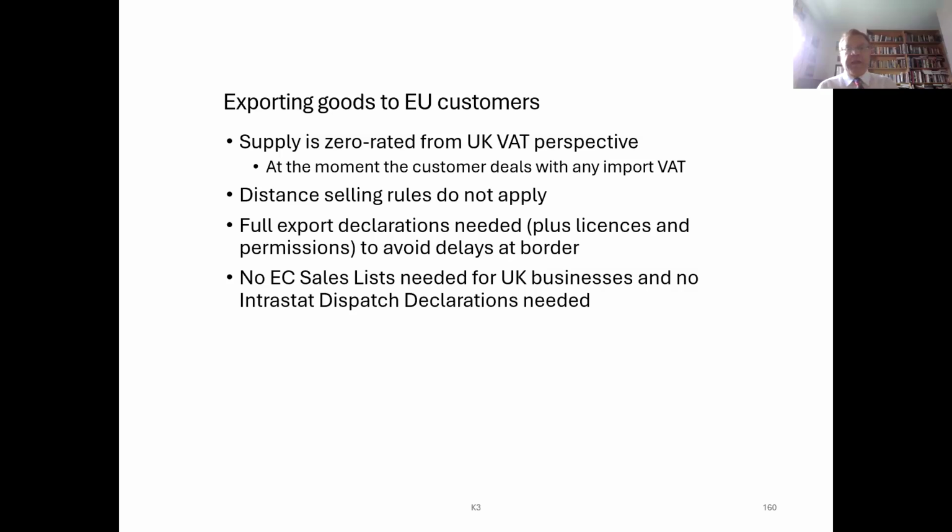Exporting goods to EU customers: the supply is zero rated from a UK VAT perspective. At the moment, the customer deals with any input VAT. Distance selling rules do not apply. Full export declarations are needed, plus licenses and permissions to avoid delays at borders. No EC sales list is needed for UK businesses, and no Intrastat dispatch declaration.